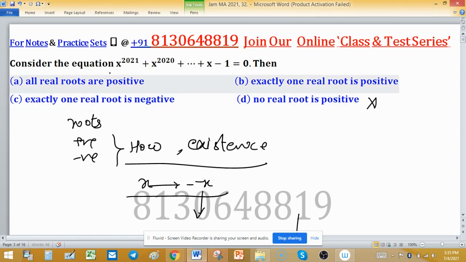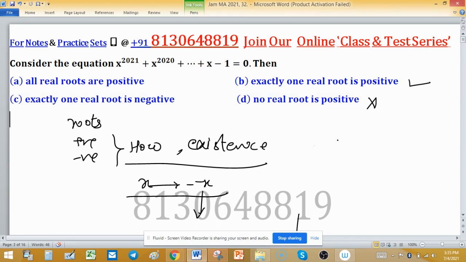All roots are positive. We will come to this option A. Before solving this, exactly one real root is positive. So this is true. Exactly one real root is negative. So solving this, exactly one real root is negative, apply Descartes rule.